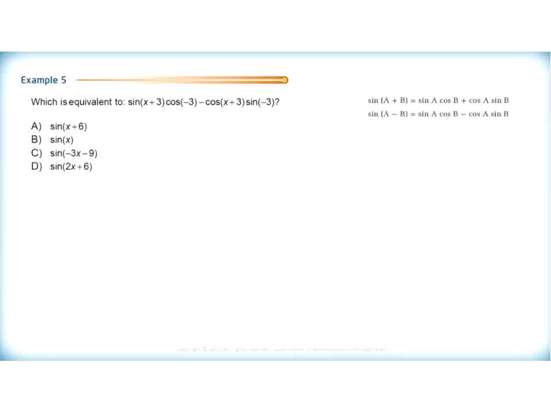Next example, which is equivalent to sine x plus 3 times cosine negative 3, subtract cosine x plus 3 times sine negative 3.